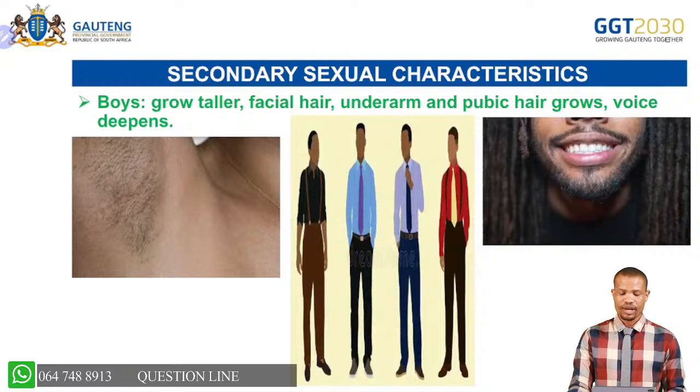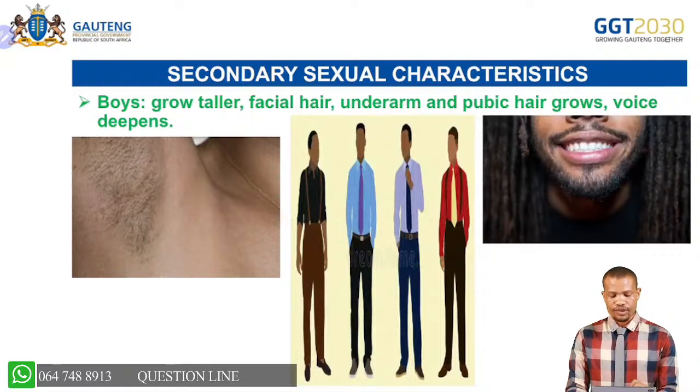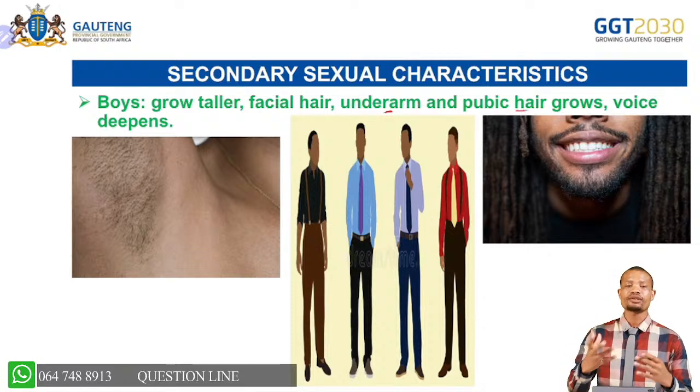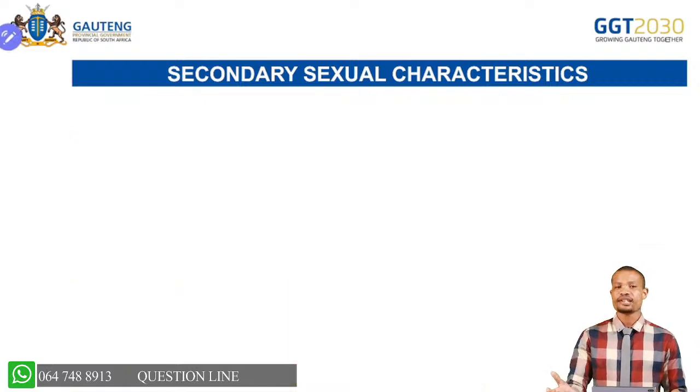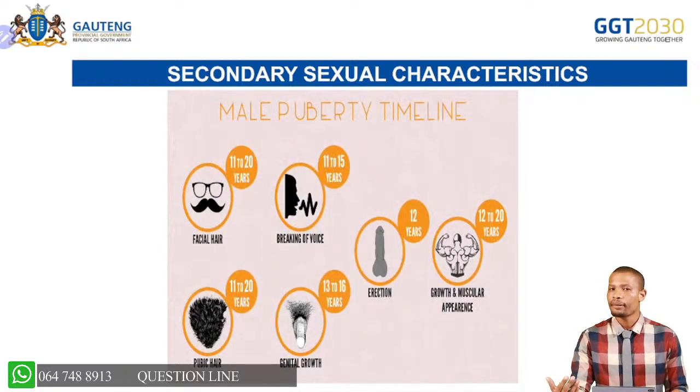We said what? Facial hair, you grow taller, you get underarm hair, pubic hair, and your voice will begin to break and slowly get deeper. These are the secondary sexual characteristics in males.